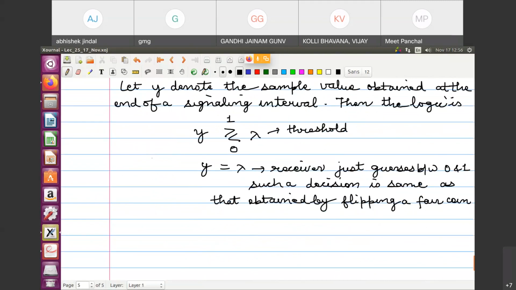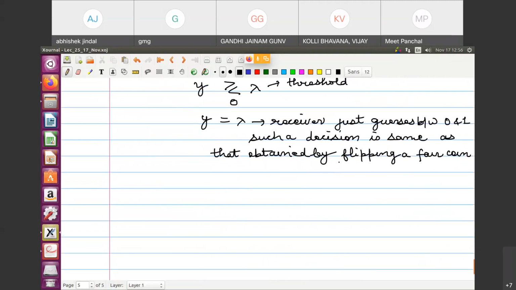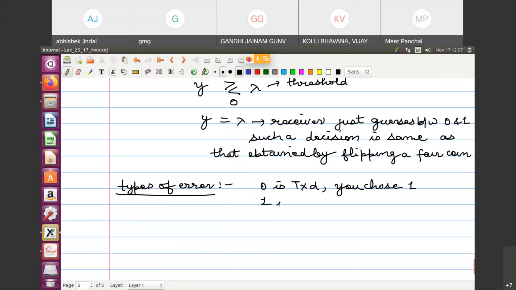Okay, now in such systems, what types of error can occur? Okay, so with this as basically our system, what types of error can occur? 0 is transmitted but you choose 1. Okay, and 1 is transmitted, meaning the transmitter is transmitting 1 but you choose 0. So these are the two possible errors which can happen.